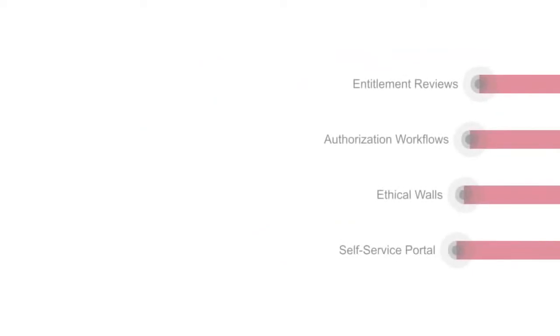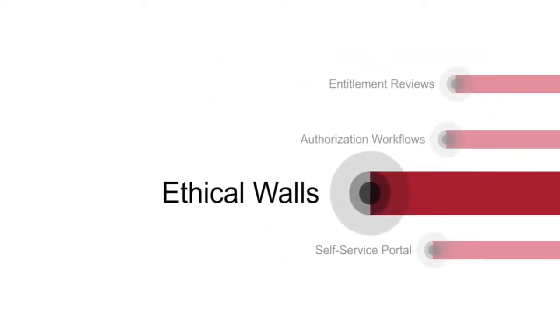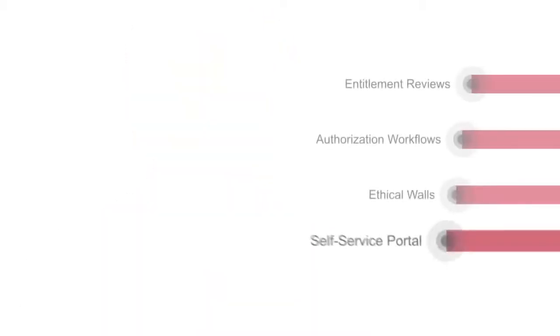The third core piece of functionality in data privilege is something that we call ethical walls. With data privilege, organizations can set up ethical walls so that two groups that should never have access to the same data set don't. Data privilege provides a complete self-service portal for data owners.